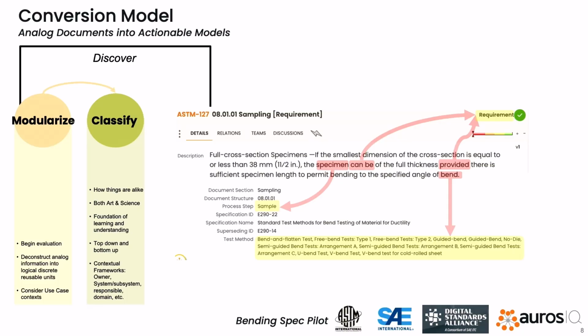It's been classified as a requirement. Because it applies to all of the bend tests in this document, the test method that this little piece applies to is every single test, right? And it's specifically around creating the sample, right? So you can start populating these classifications that are really around the who, what, when, where, why of this information.